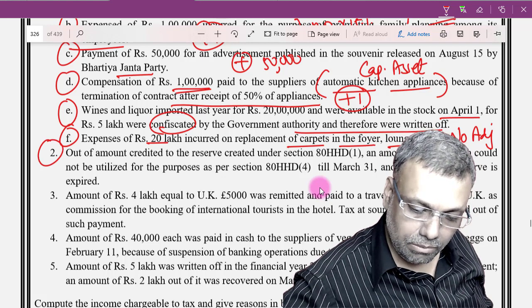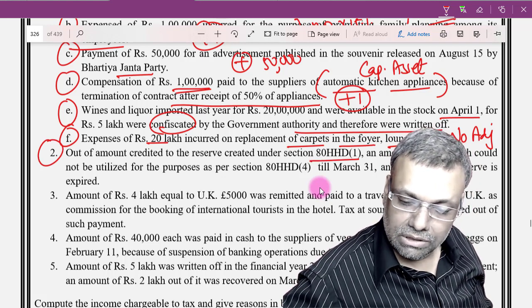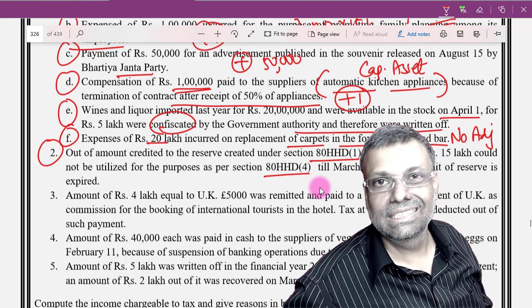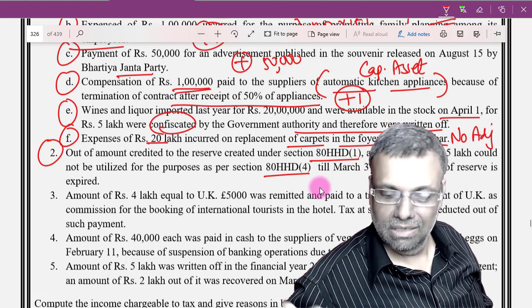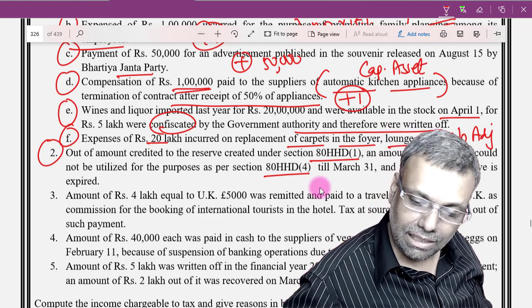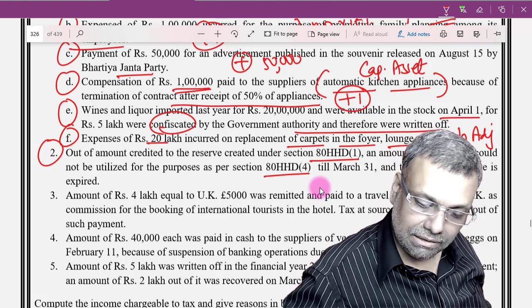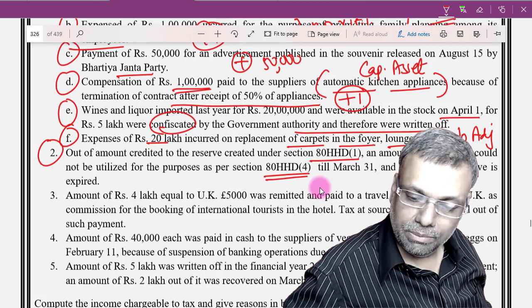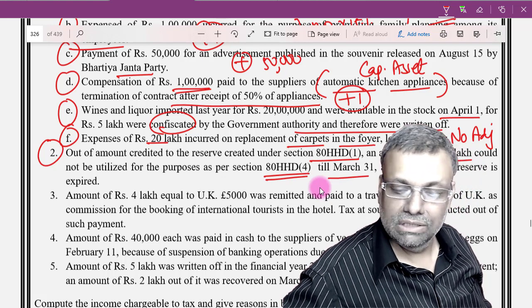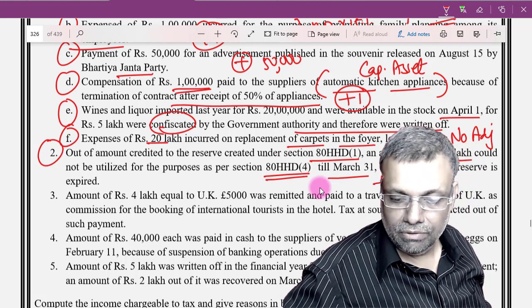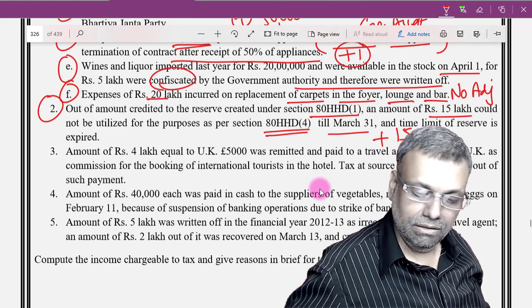Now, point number 2, out of the amount credited to reserve under this particular section, so 80 HSD was some old provisions, and for that the reserve creation and utilization, all that was there. But we'll just read the question data and give the answer. 15 lakhs could not be utilized for the purpose of this particular clause. The time limit for the reserve is expired. So since the time limit for the reserve is already expired, add 15.